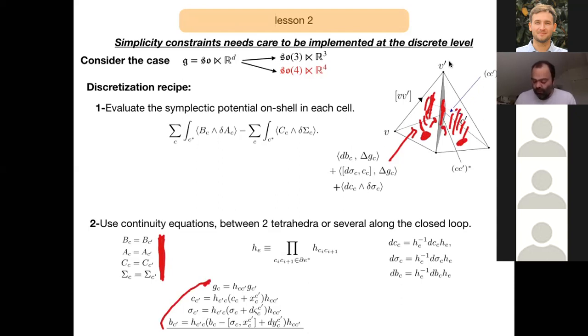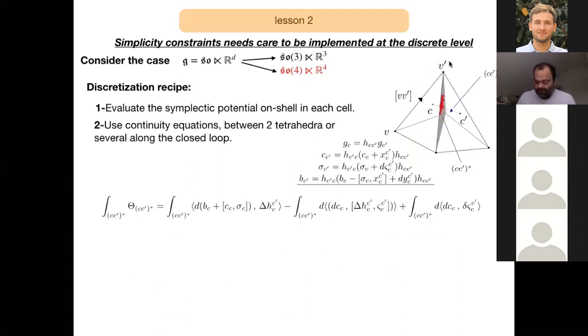Then I can also argue that I could concatenate many tetrahedra together and go around a closed loop. Then still things should be consistent, especially when I come back. So I would get such conditions on my field, where this H is just the holonomy that you get by going all around this loop. So what I'm saying is that the fields in one tetrahedron are related to the fields in the other tetrahedron, which is shared by a face. So you can use that to simplify the expression.